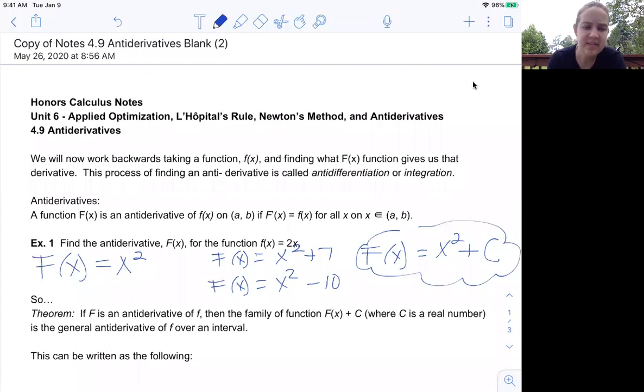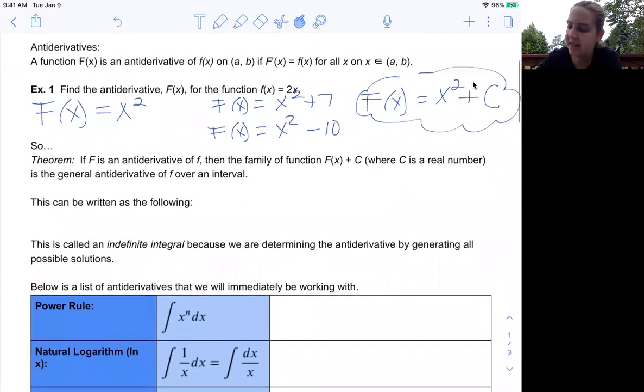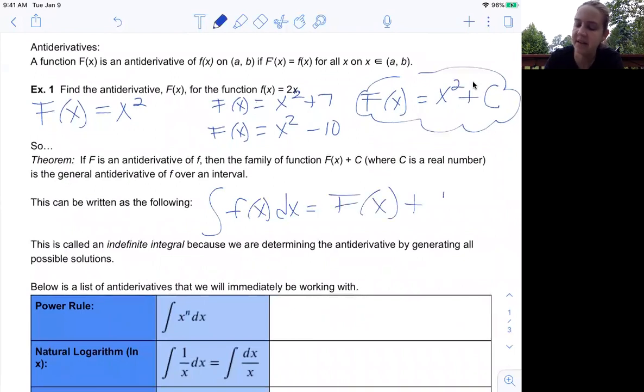So theorem, if capital F is an antiderivative of lowercase f, then the family of functions F of x plus c, where c is a real number, is the general antiderivative of f over an interval. And this can be written as the following. We have the integral of lowercase f of x dx is equal to capital F of x plus c. That's the general form that we're looking for.